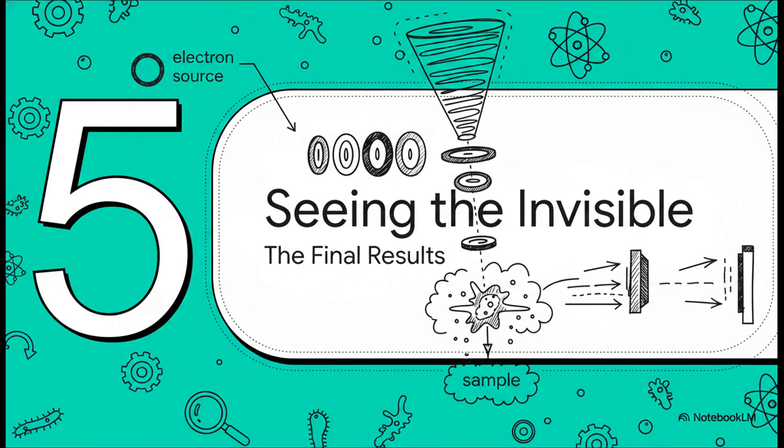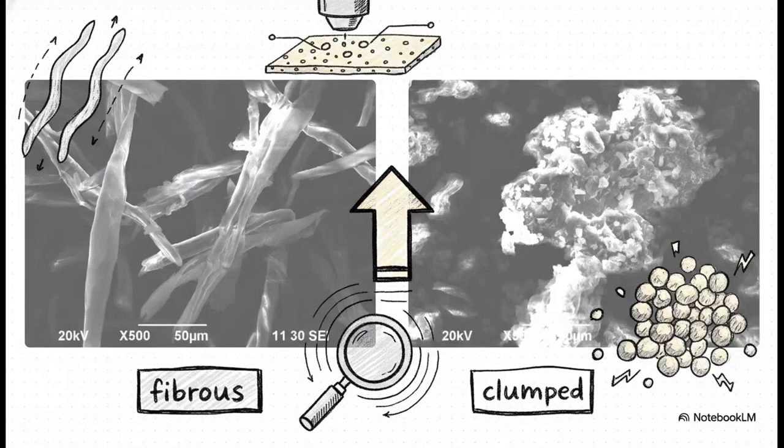Section 5, Seeing the Invisible. And now for the ultimate payoff. After generating the beam, dialing in the lenses, managing the interaction volume, and painstakingly prepping the sample, what do we actually see? Well, look at this. And this brilliantly illustrates what we were talking about earlier. We have two side-by-side shots of microcrystalline cellulose, or MCC.